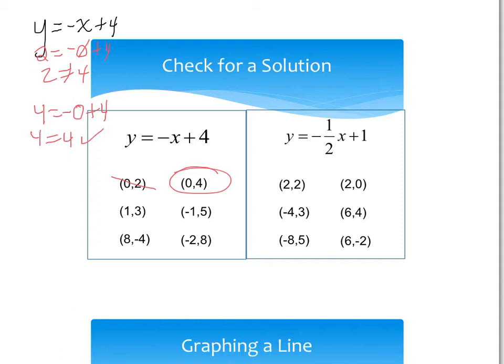And by the way, how many solutions are on a line? Well, actually, a line goes infinitely in both directions. So there's an infinite solution set. So we're really just testing out a few here. All right, let's do it again.